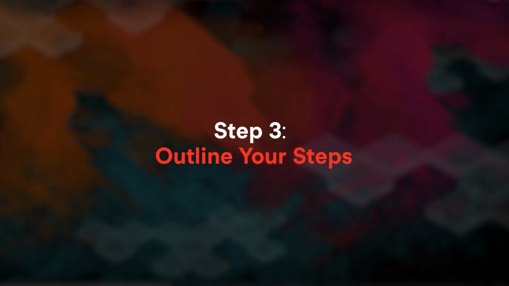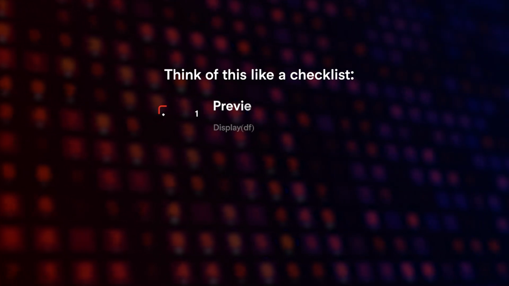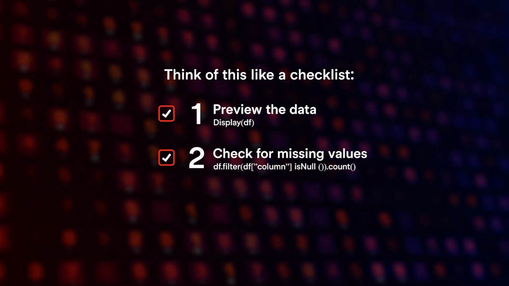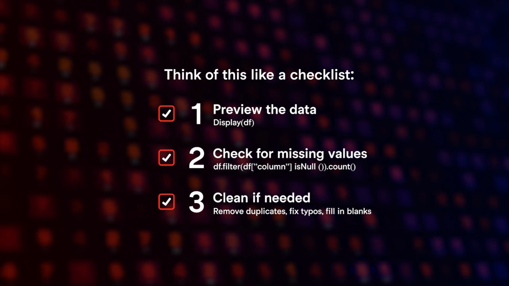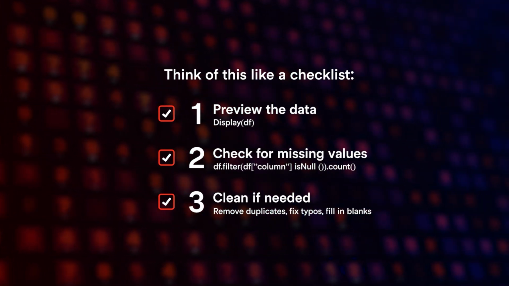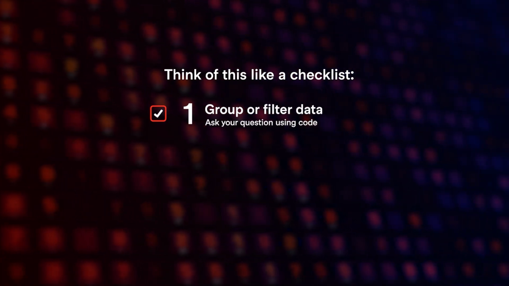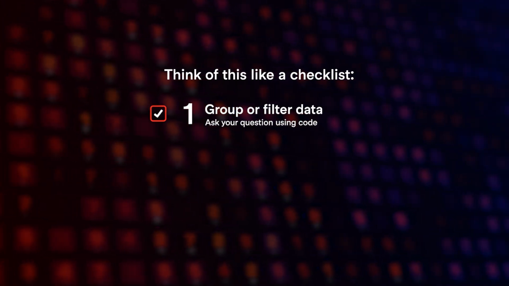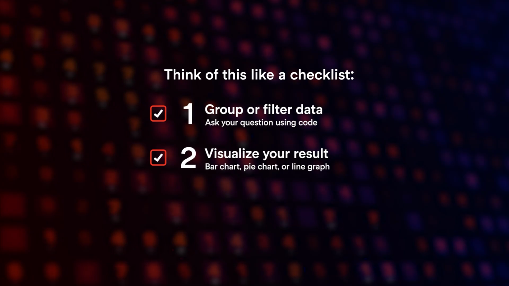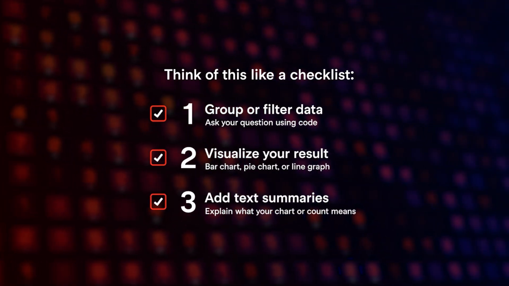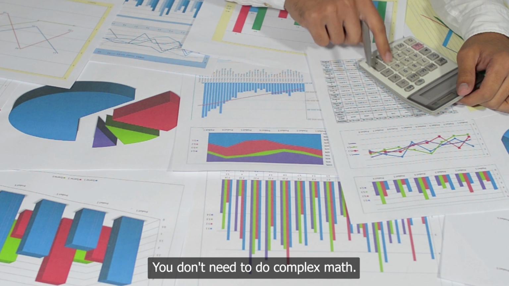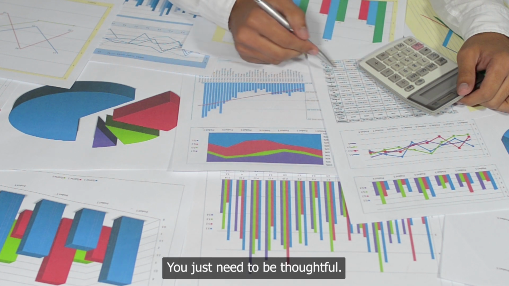Step 3. Outline your steps. Think of this like a checklist. Preview the data. Display function. Check for missing values. Filter function. Clean if needed. Remove duplicates, fix typos, and fill in blanks. Group or filter data. Ask your questions using code. Visualize your result. Bar chart, pie chart, or line graph. Add text summaries. Explain what your chart or count means. You don't need to do complex math. You just need to be thoughtful.